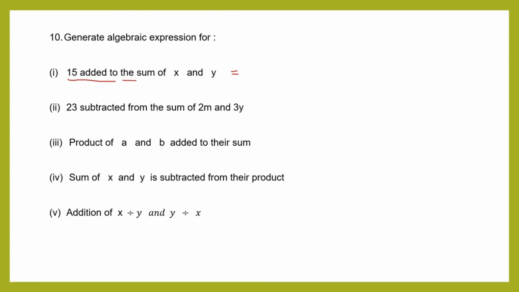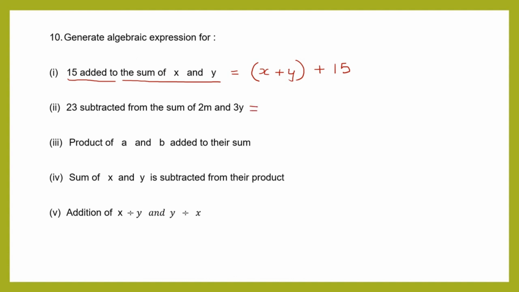Added to what? The sum of x and y. So let me write that. I'll put it in brackets because it's the sum of x and y. Okay, so I have the sum of x and y, and 15 is added to this: plus 15. So can you see? I have written an algebraic expression where I have not written any words, but you can easily understand what I mean here. 15 has been added to the sum of x plus y.